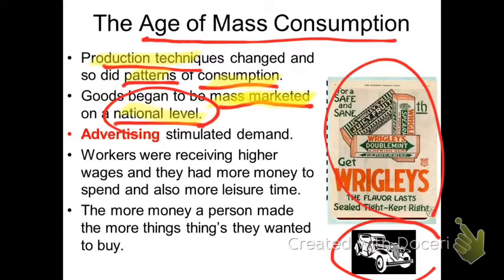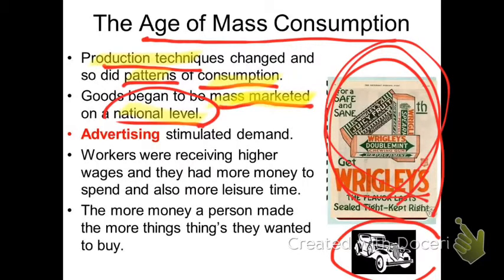McDonald's, Burger King, Ford cars, Wrigley's chewing gum. You can find them all over the place. Now, of course, McDonald's is more of a regional thing. I'm sorry, Whataburger is more of a regional thing. McDonald's is national. Any number of restaurants and automobile companies, chewing gum, those are all national goods. So as we began to mass produce, we began to mass market at a national level.